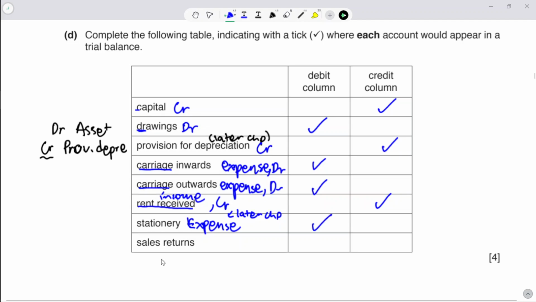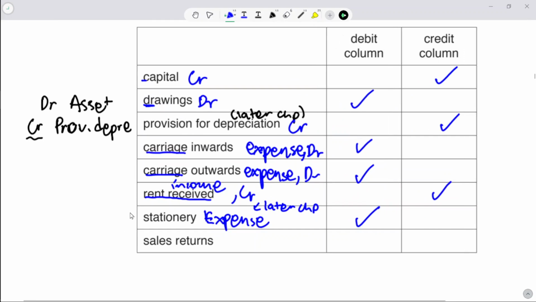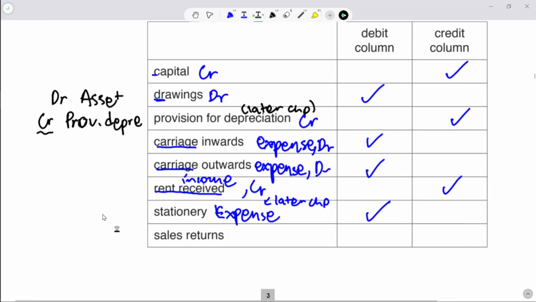Sales return, okay. You know the sales is credit, then sales return is the opposite, so it will become debit. This one I put debit, so it's here.